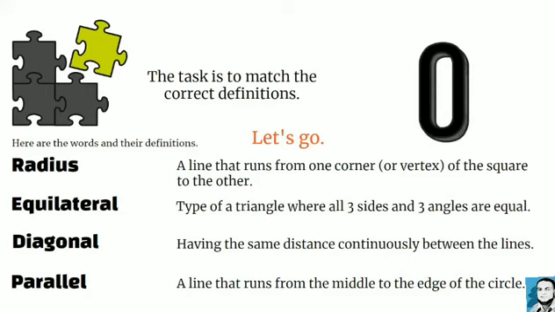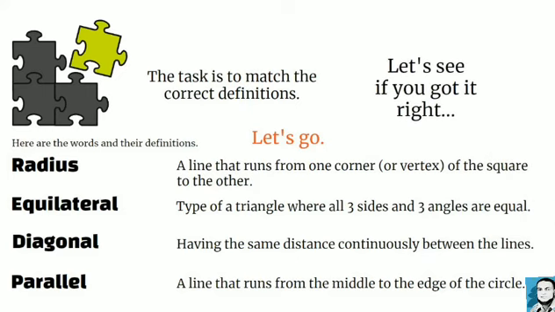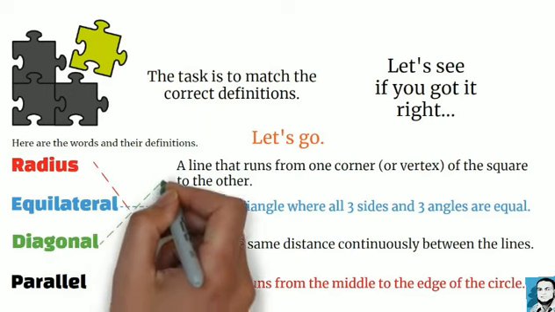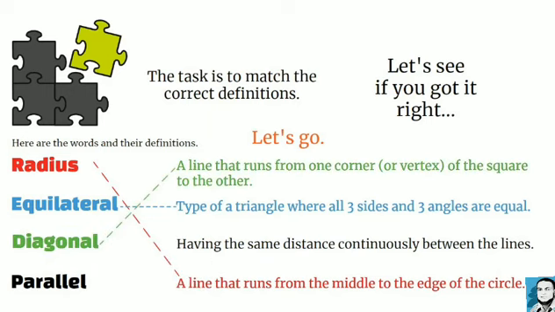All right, the time is up. Let's see if you got it right. So, radius is a line that runs from the middle to the edge of the circle. Equilateral is a type of a triangle where all three sides and three angles are equal. Diagonal is a line that runs from one corner or vertex of the square to the other. And parallel is having the same distance continuously between the lines.